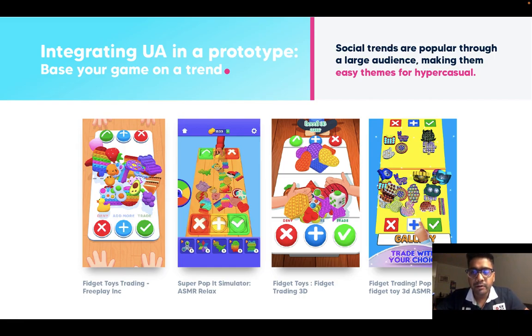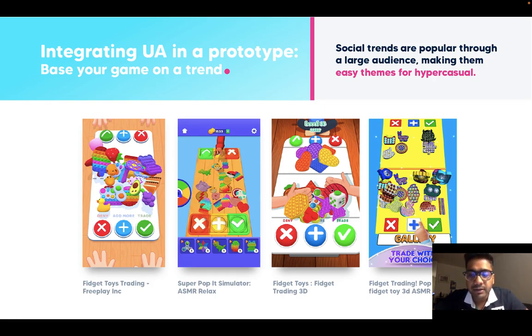Social trends can become very powerful themes and can usually be the basis of hyper-casual game ideas. Basing a hyper-casual game on a social trend is a way of ensuring your game will find its audience and be popular with a large number of people. Usually, social trends are quickly followed by various hyper-casual games. For example, following the success of Pop-It Fidget Trading that was first released by Freeplay, we saw many games jump on the trend when it exploded back in June, July of 2021.